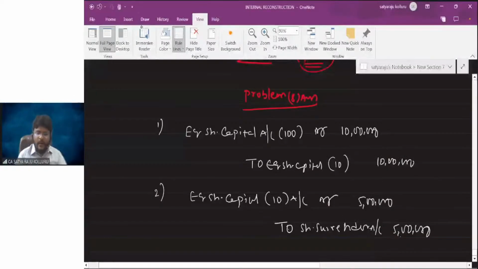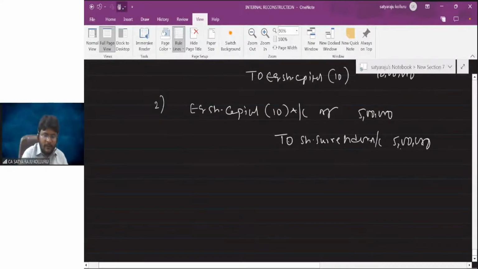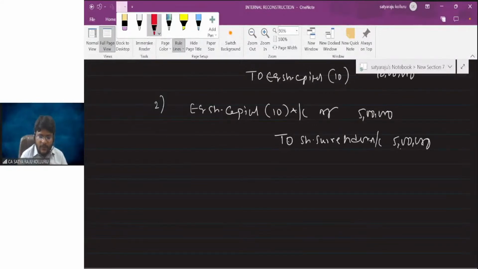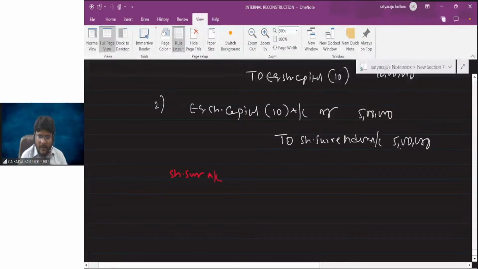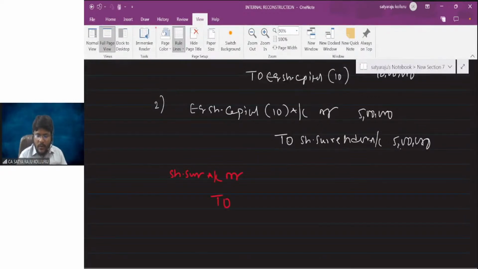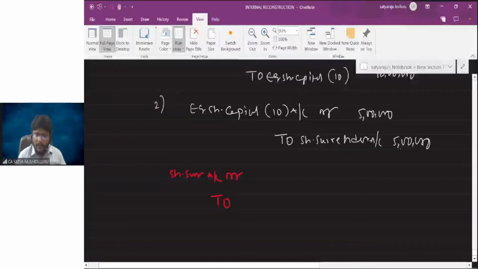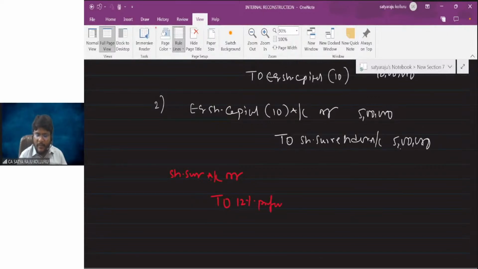You know why? For example, if you try to write, concentrate all of you, what entries you may write? The first entry is, first you need to cancel the share surrender account, to 12% preference share capital. Cancel the share surrender, so convert into 12% preference share capital. That is 5 lakh. After this, again, the 12% preference share capital which you converted, you are utilizing to repay that particular party. That means again you need to put it under share surrender. Now, which entry do you write? 12% preference share capital to share surrender account, 1 lakh.